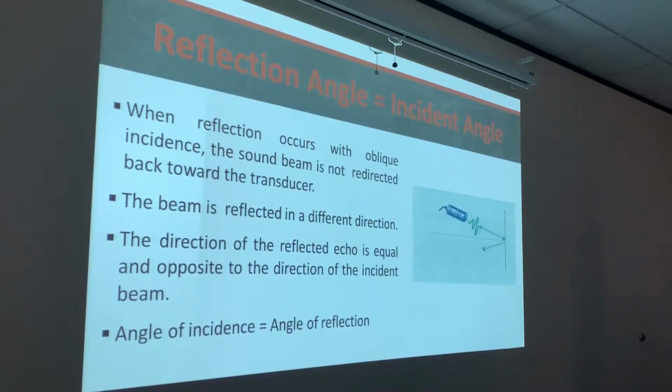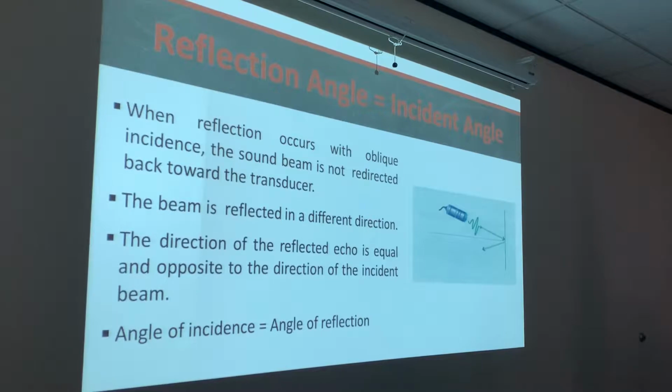So what type of incident is it? This is oblique incidence, because it's not hitting this boundary at 90 degrees. With a specular reflection.